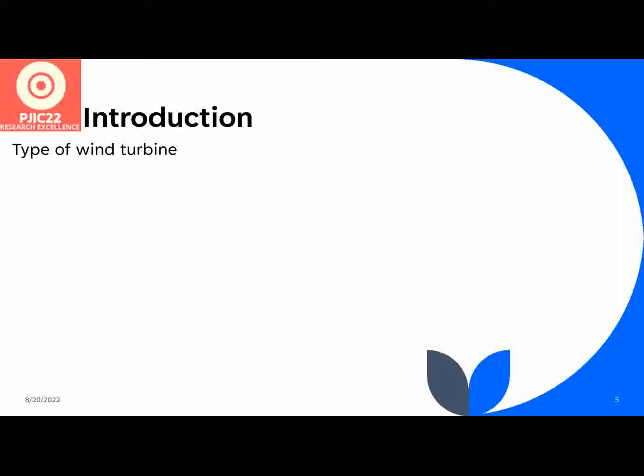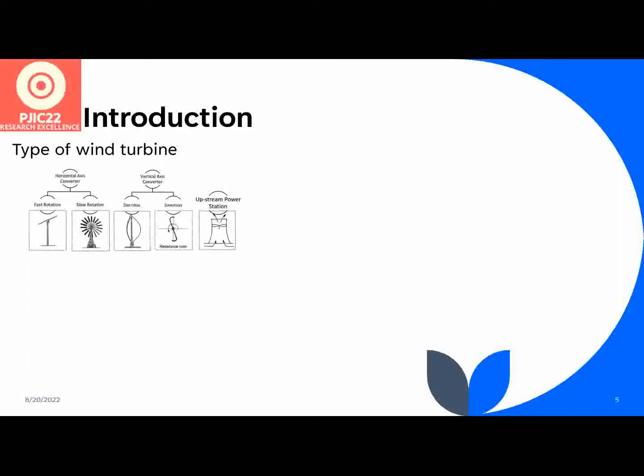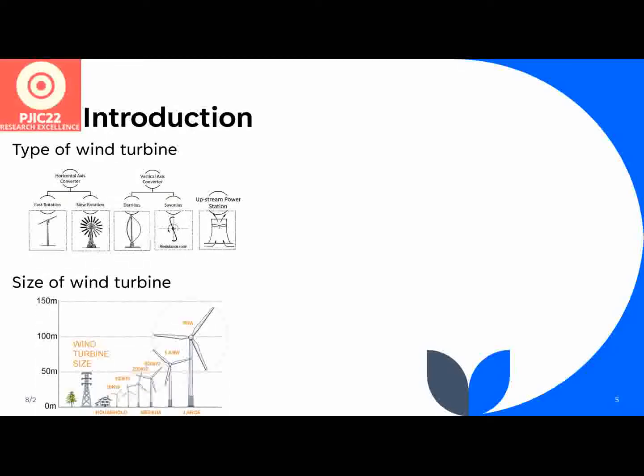There are two types of wind turbine depending on their axis, which are the horizontal axis wind turbine and the vertical axis wind turbine. Wind turbines have various sizes depending on their applications. Small wind turbines can be used as distributed generation for on-site application, while larger wind turbines are used in wind farms.